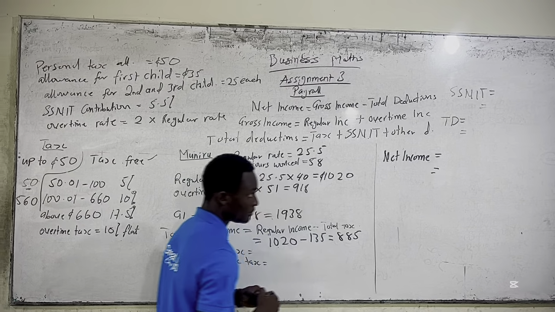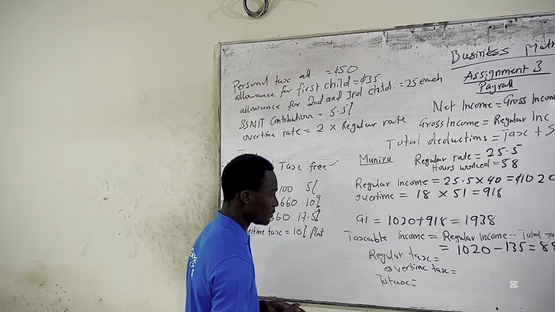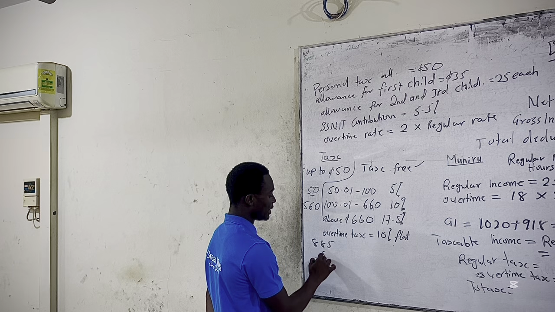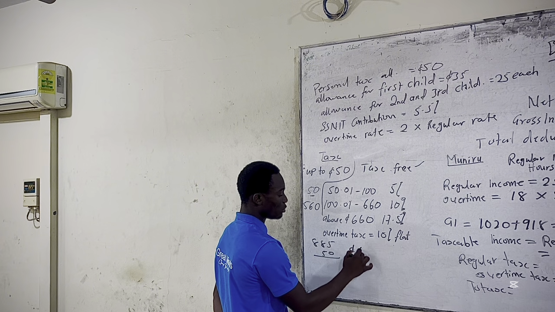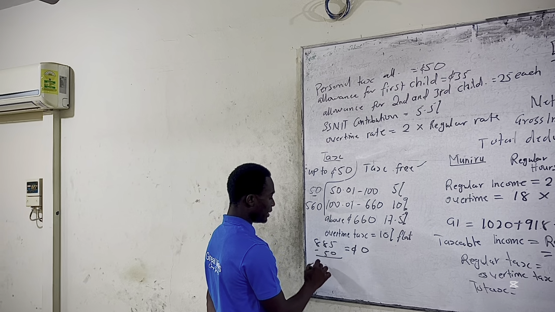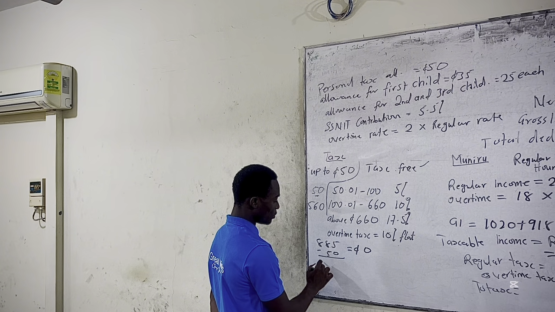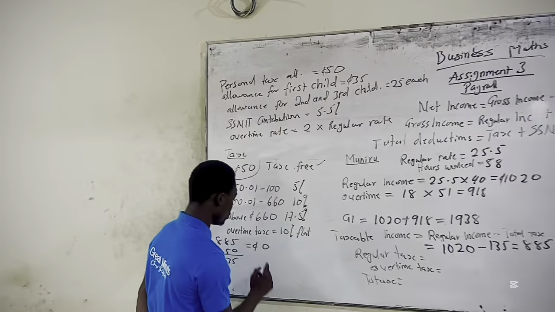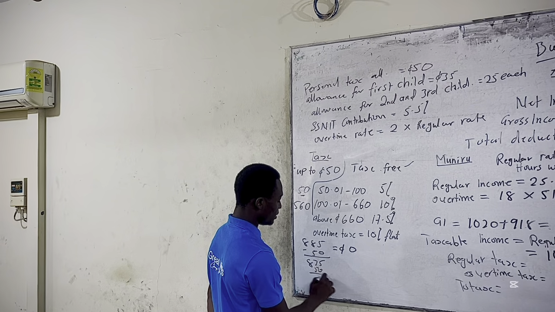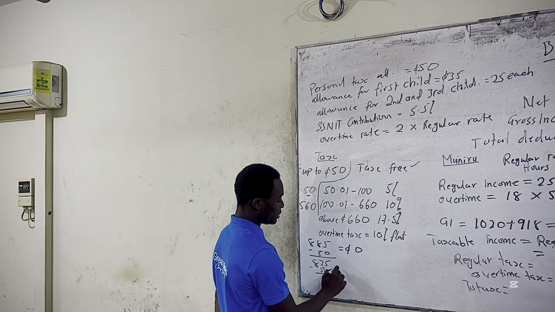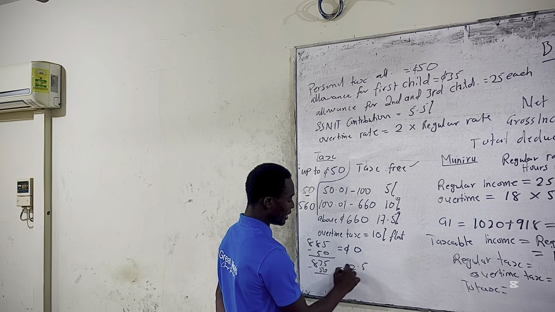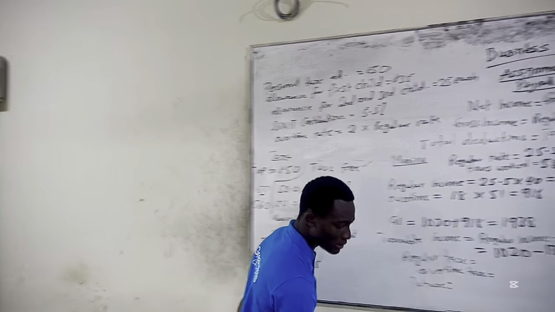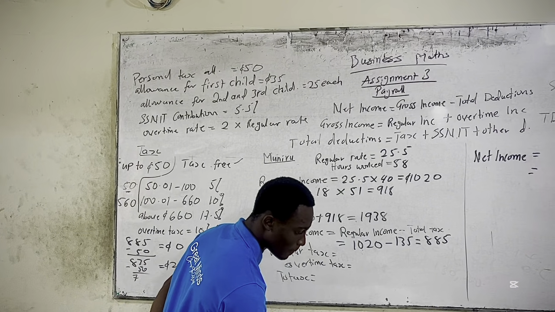885 cedis, right? Then we bring our 885 cedis to work for the tax. First 50 is giving us what? 0, right? And this minus this is going to give us what? 835, right? Yes, and that's going to give us another 50, next 50, which is going to give us what? 2.5, and then we do the deduction, we get 700 and what?